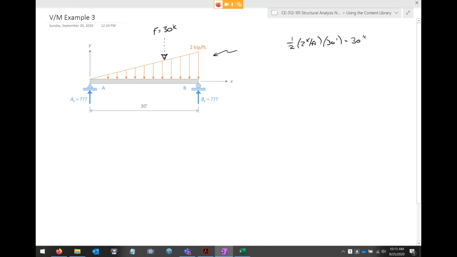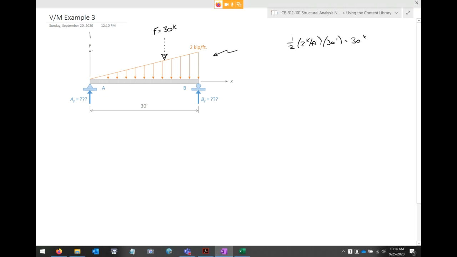Now, I want to issue a word of warning. That 30 kips is only for computing the reactions, okay? It does not hold true when we cut a section. We determined this before when we looked at distributed loads. The same thing is true now. So when we cut a section, we're going to have to come up with a new load. So just keep that in mind.